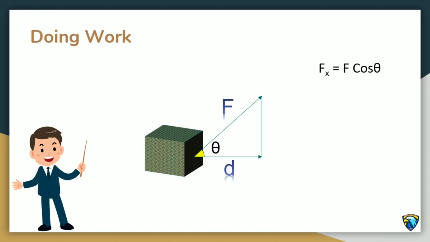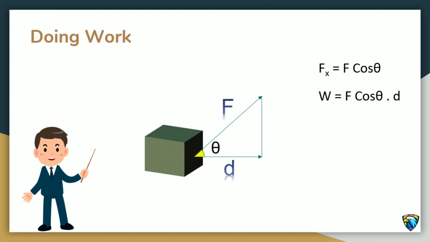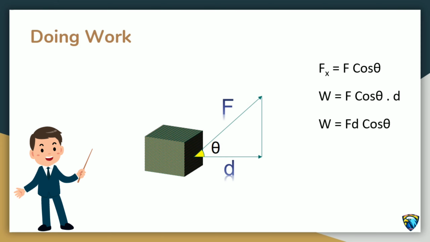So what will be the work done here? It became work done equals to force cos theta into displacement. As we know, F cos theta is the x component of force. And now simplifying, the work done became Fd cos theta.